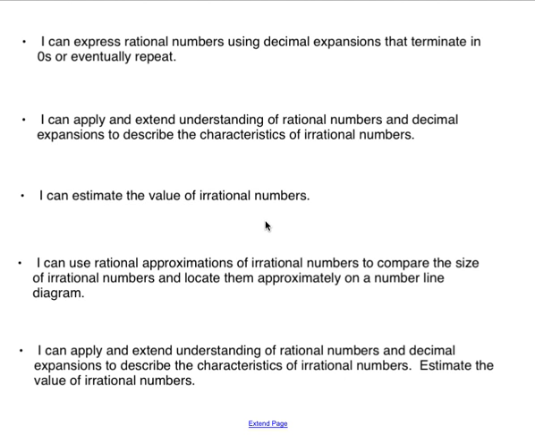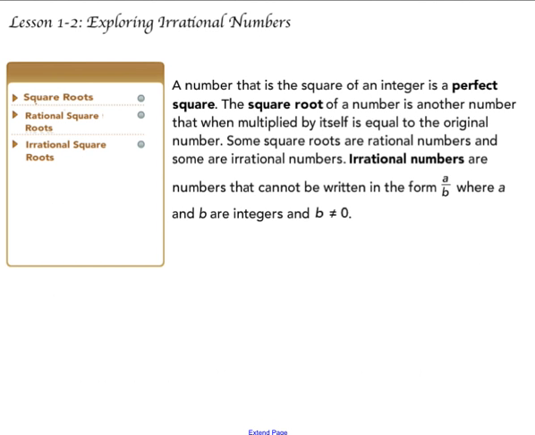In Lesson 1-2, you're going to be able to apply and extend understanding of rational numbers and decimal expansions to describe the characteristics of irrational numbers. So yesterday we talked about rational numbers, and now we're going to start talking about irrational numbers. We start off with square roots, okay?